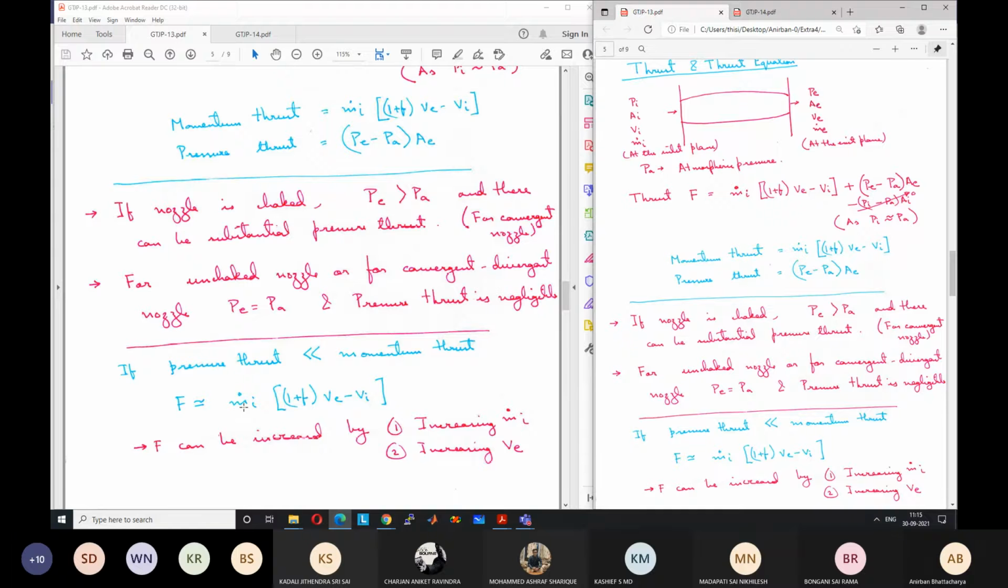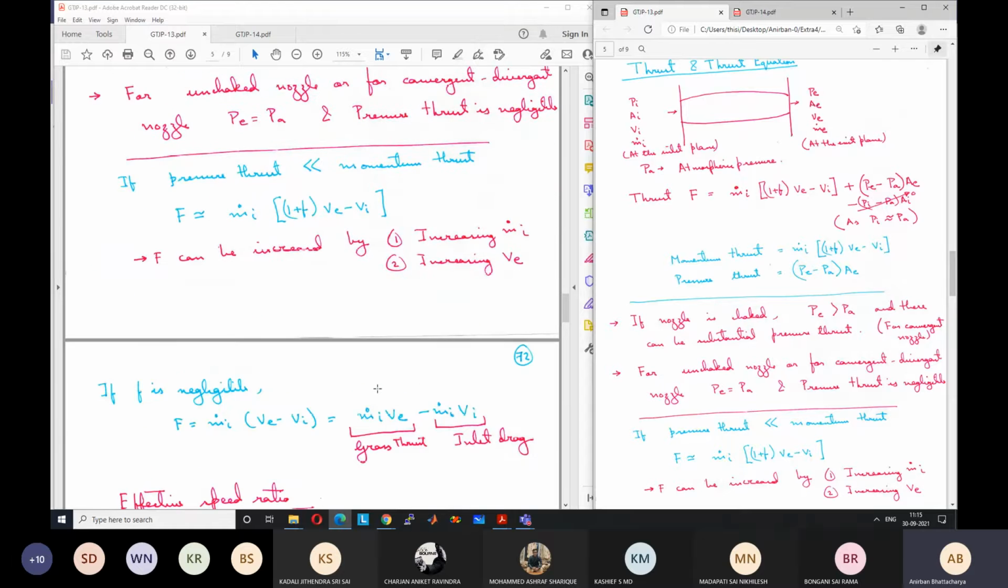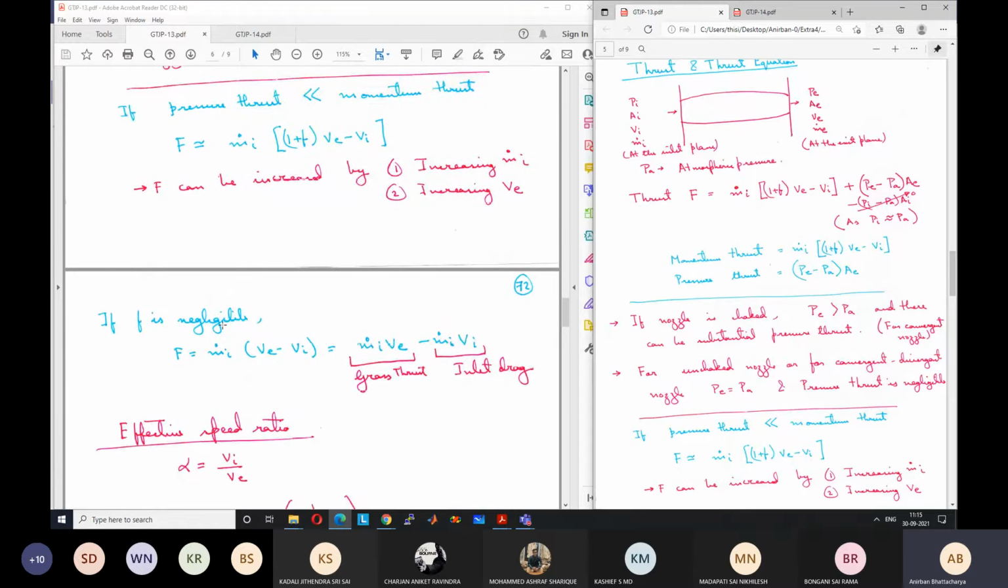So, the momentum at the exit minus the momentum at the inlet. Changing momentum that is occurring. If the fuel flow rate is negligible, we can write F as m dot_a (V minus Vi), which can be written as m dot_a V minus m dot_a Vi.